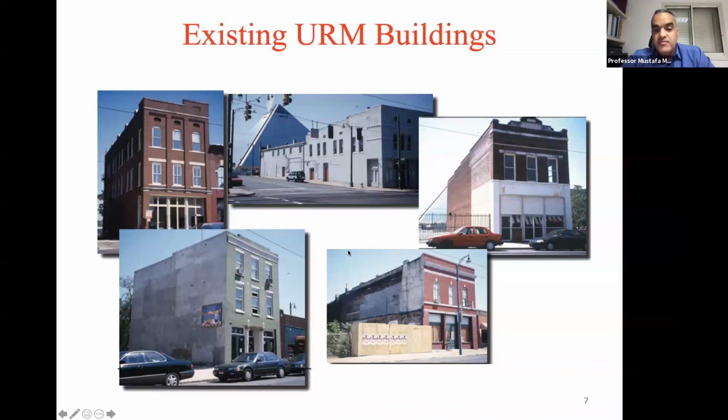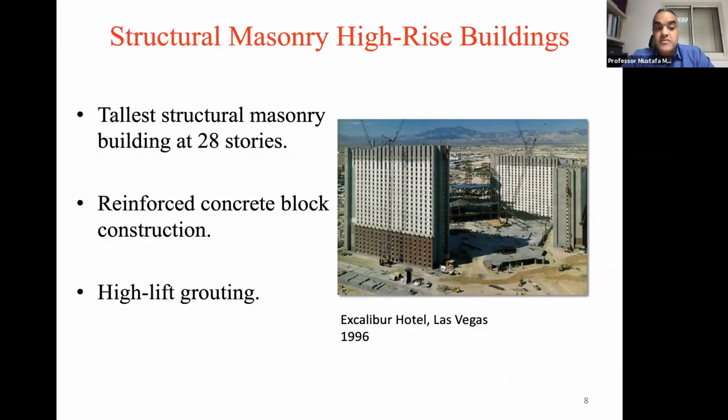They are unreinforced masonry structures. So failure or damage to these buildings could happen due to extreme events. And we have reinforced masonry. Here, this is the Excalibur Hotel in Las Vegas. It's a reinforced masonry structure. It is the tallest structural masonry building. It's about 28 stories.